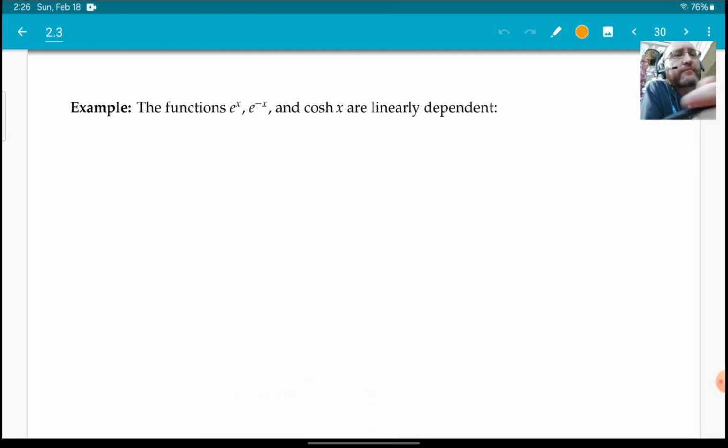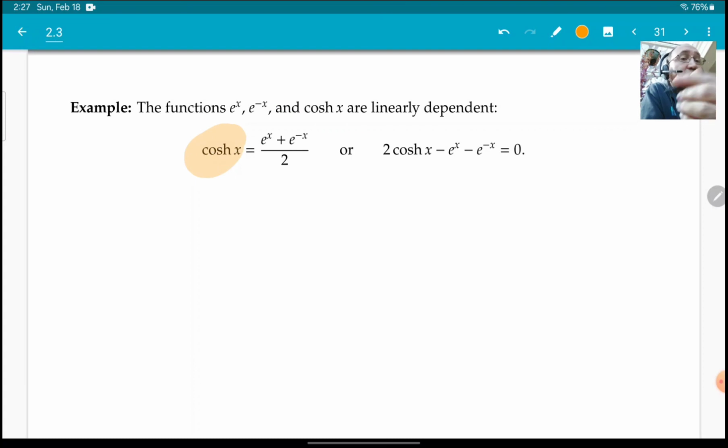All right. So let's have an example of linearly dependent functions. For example, e to the x, e to the minus x, and the hyperbolic cosine of x. Now, they look different, but that doesn't mean that they're linearly independent. What happens here is that the hyperbolic cosine is, by definition, a linear combination of e to the x and e to the minus x. So therefore, it cannot be linearly independent.